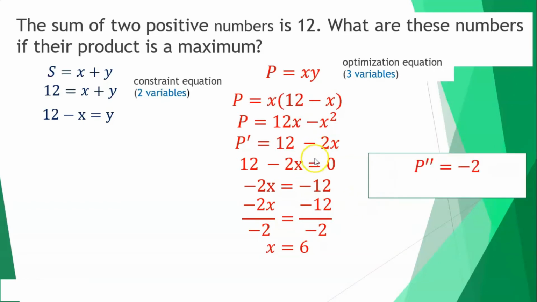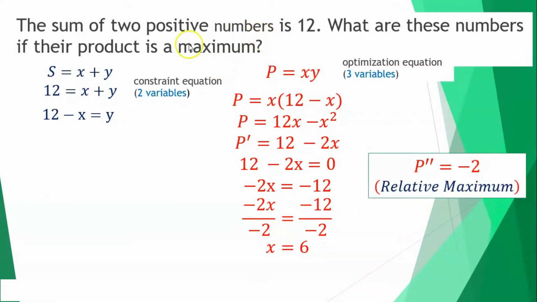Let's get the second derivative. So our first derivative is this one. The second derivative of this is 0 for the constant, and the derivative of negative 2x is negative 2. Since negative 2 is less than 0, at this point it has a relative maximum.